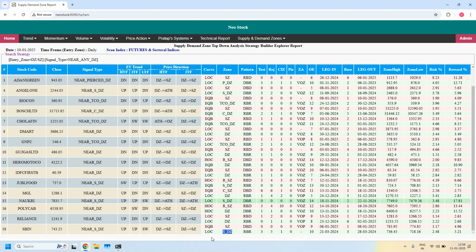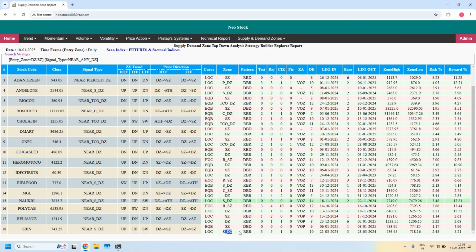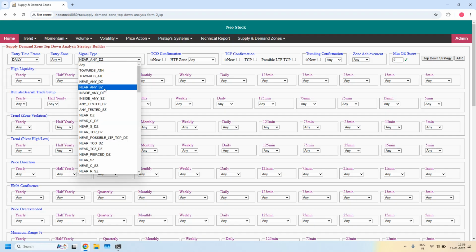So in total we identified 4 high liquidity zones, right? This is the 1, 2, 3, 4, 5. We have 5 high liquidity zones. So in total 5 high liquidity zones we have from the daily time frame. Next, for daily time frame, let us find the stocks near daily supply zone.